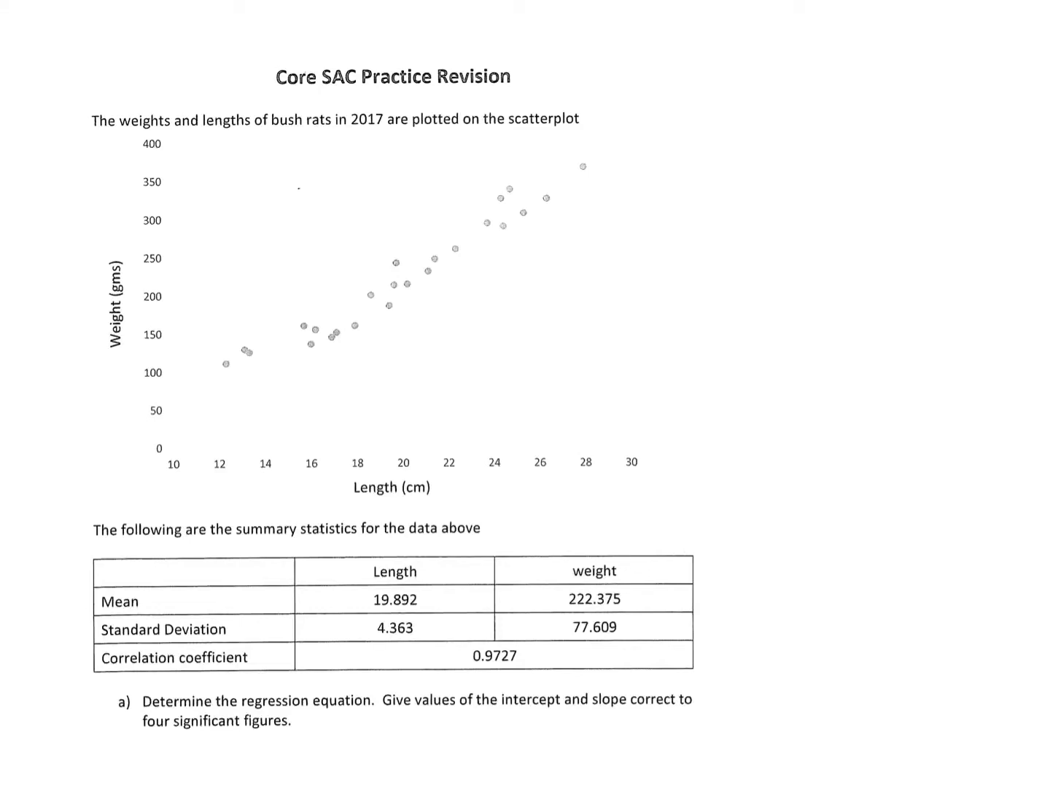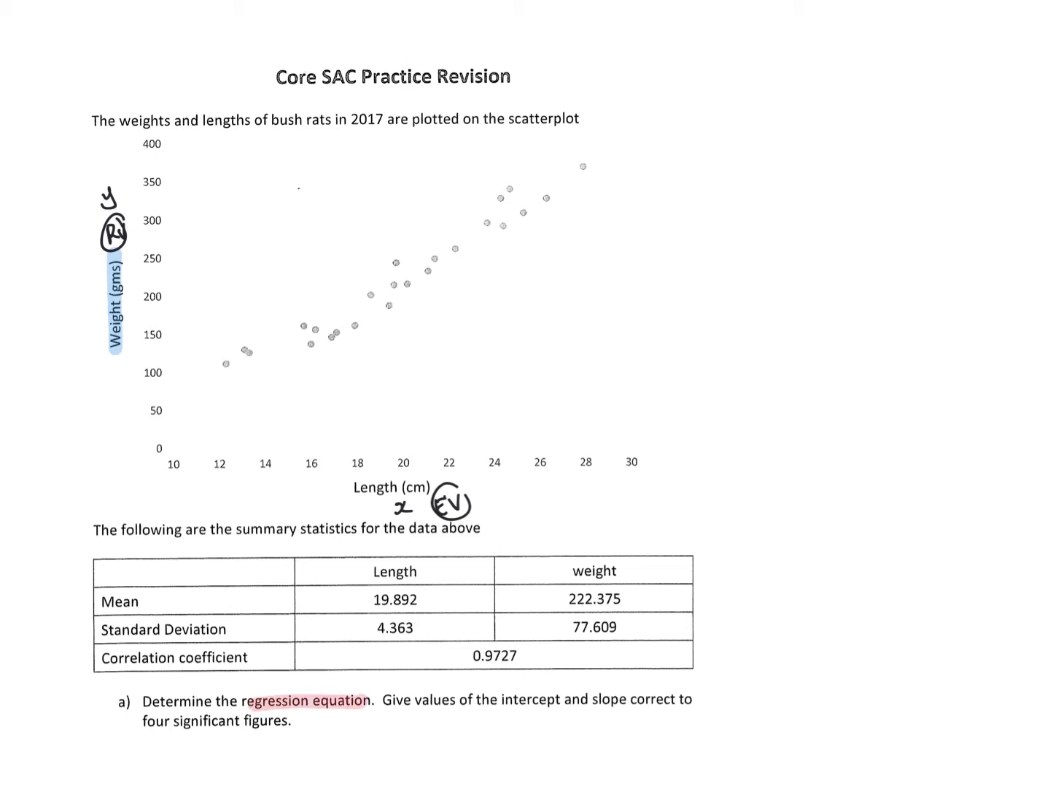Back to the start. They've given us the weights and lengths of bush rats in 2017, and they were plotted in a scatter plot. So, really important, we're starting to look at here, and we see that this is our response variable, and this one is our explanatory variable. So maybe write X and Y so that you're remembering that. All right, and they said they've given us the following summary statistics below, okay? And then the first question is to determine the regression equation.